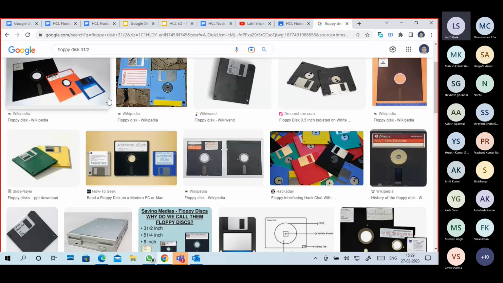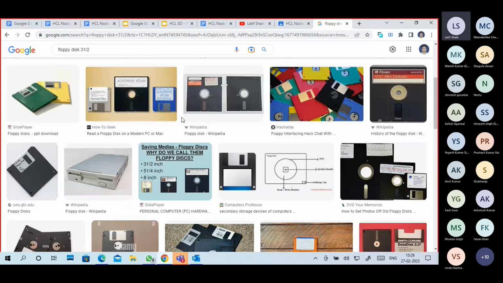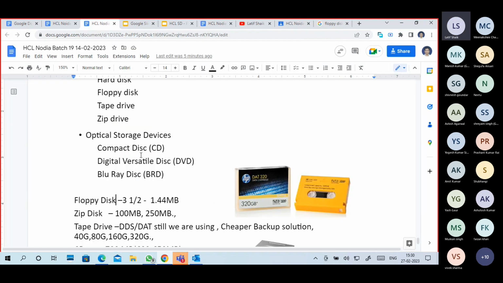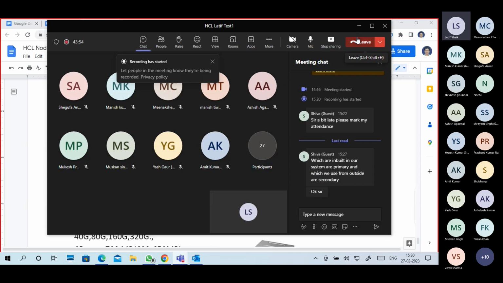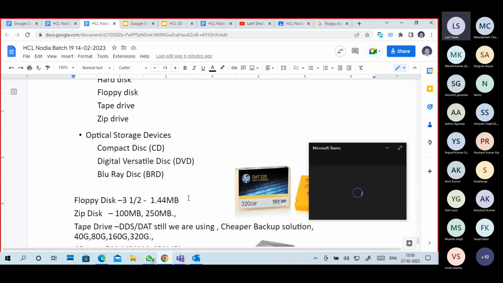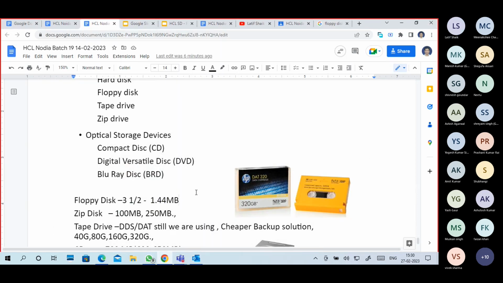Guys, this is the floppy disk. You know there are different sizes of floppy disk. The most popular, commonly used one is the 3.5 inch floppy disk. The 5 and 1/4 inch floppy disk is also there, a bigger one. The highest capacity of the 3.5 inch is 1.44 MB.